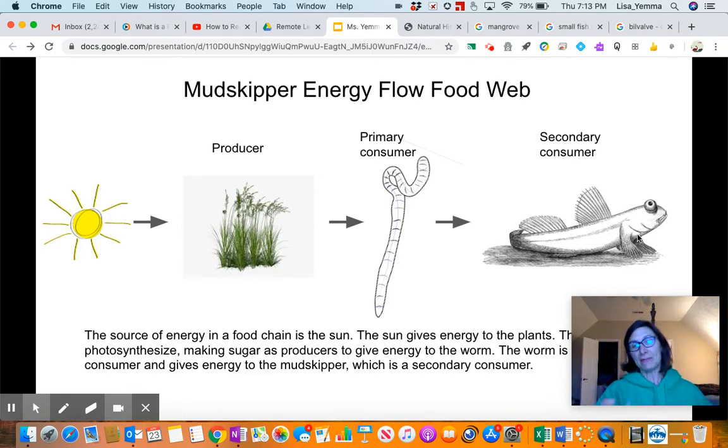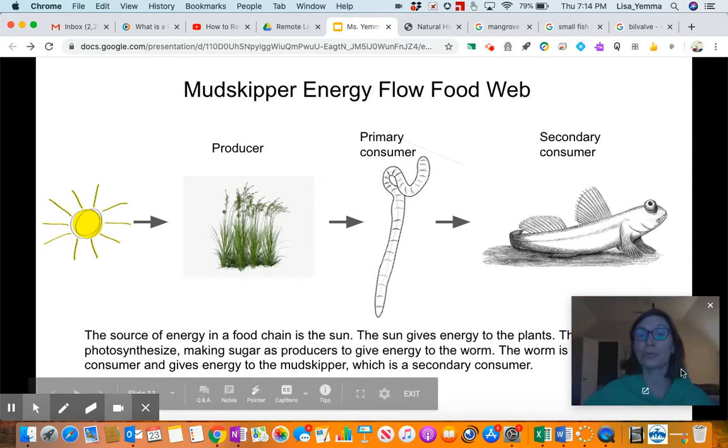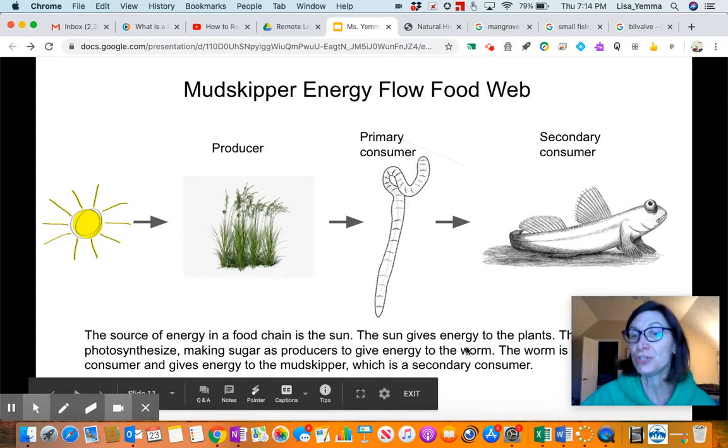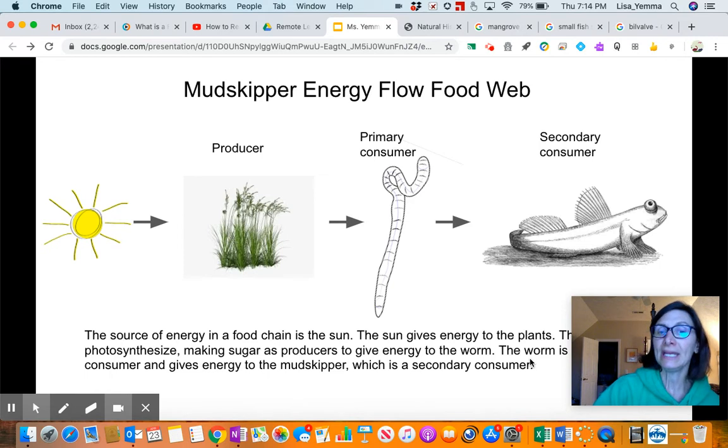So in the bottom of my little slide here, I wrote the source of energy in a food chain is the sun. The sun gives energy to plants. The plants use the sun's energy to photosynthesize, making sugar as producers to give energy to the worm. The worm is the primary consumer and gives energy to the mud skipper, which is the secondary consumer.